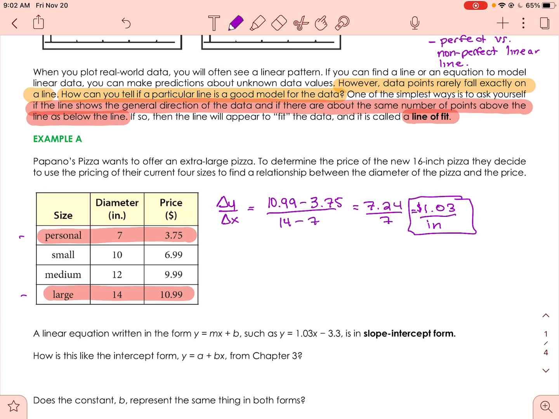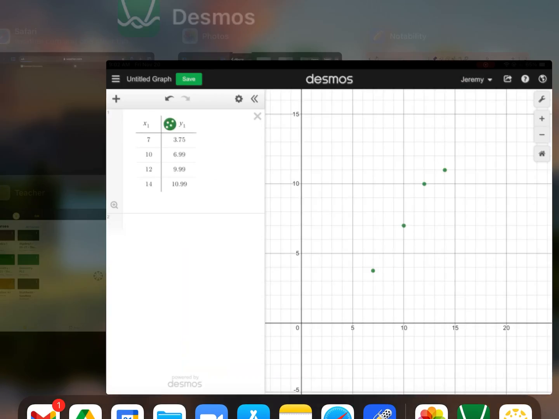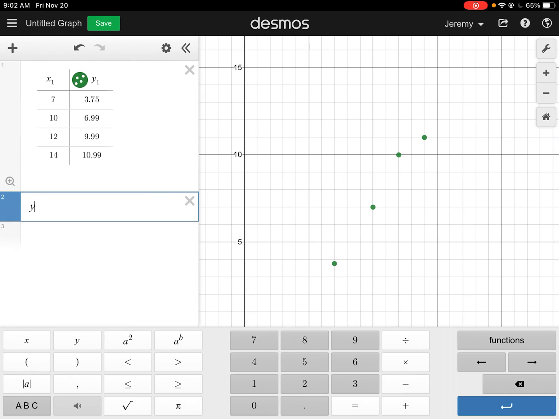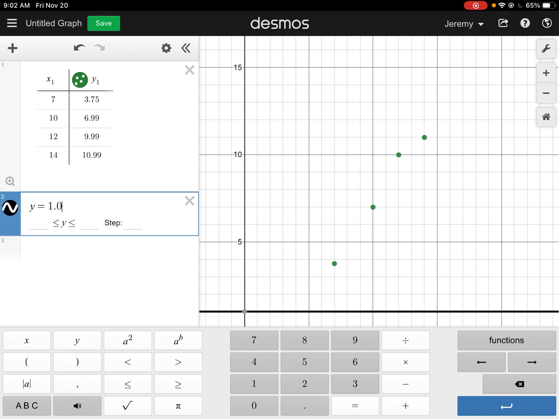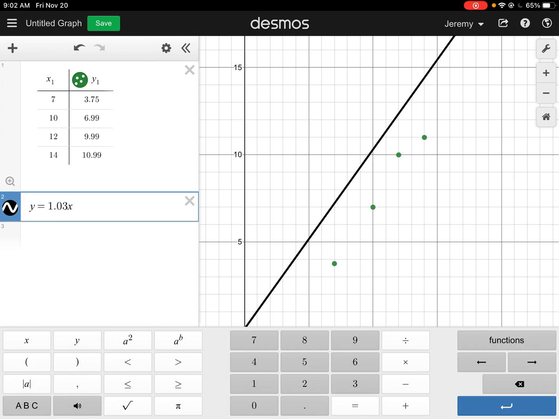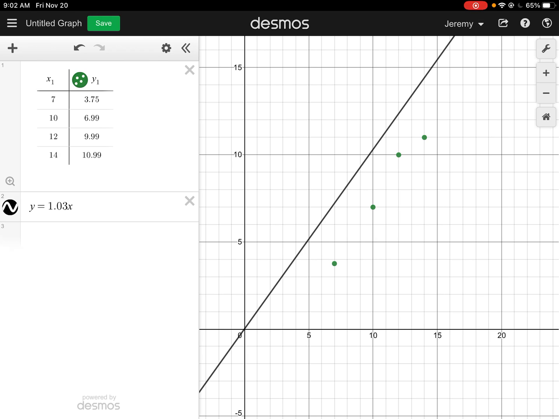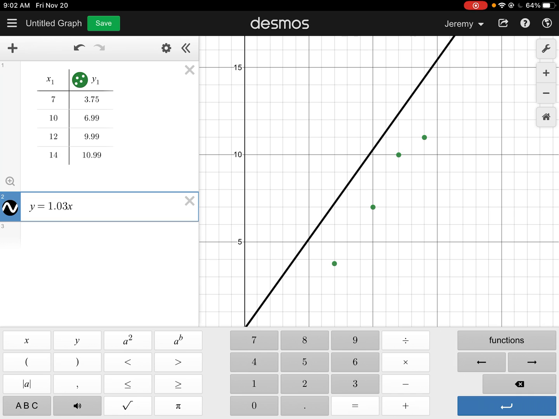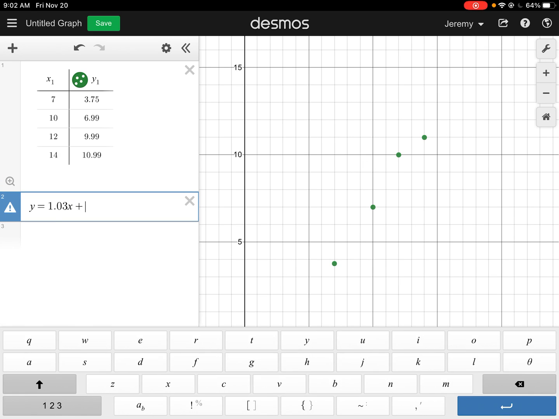So let's go ahead and take a look at what happens when we graph this line. So if we type in y equals 1.03x, we should see that we get this line right here. And what you will notice is, well, it doesn't seem to be a very good representation of this data, because if you look at this, all the points lie underneath this line. And again, we said that if we want to find a good representation of some data, you want an equal number of points above the line and an equal number of points below the line. So what this means is that we probably need to adjust our value for our y-intercept.